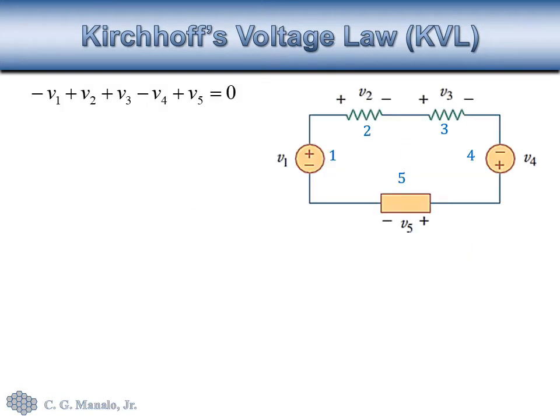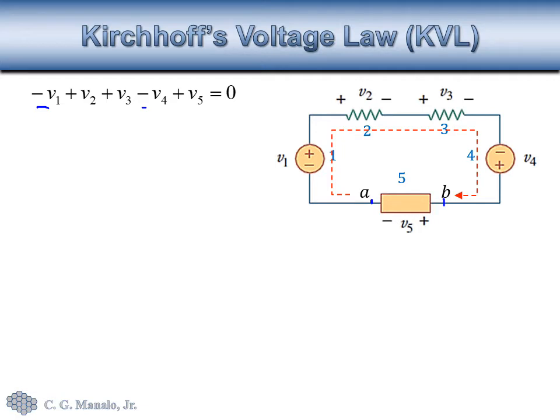The one question perhaps is, what is the sign of the voltage when we add it algebraically and equate to 0? For example, why is v sub 1 negative, v sub 4 negative, and the rest positive? So to explain this, first let me label these nodes as A and B. And let's say starting from A, I go around the loop in a clockwise direction.